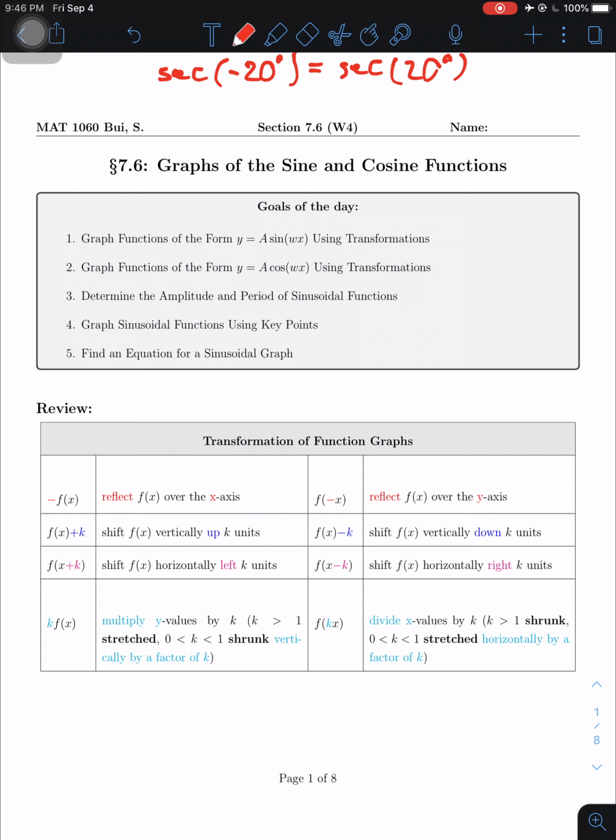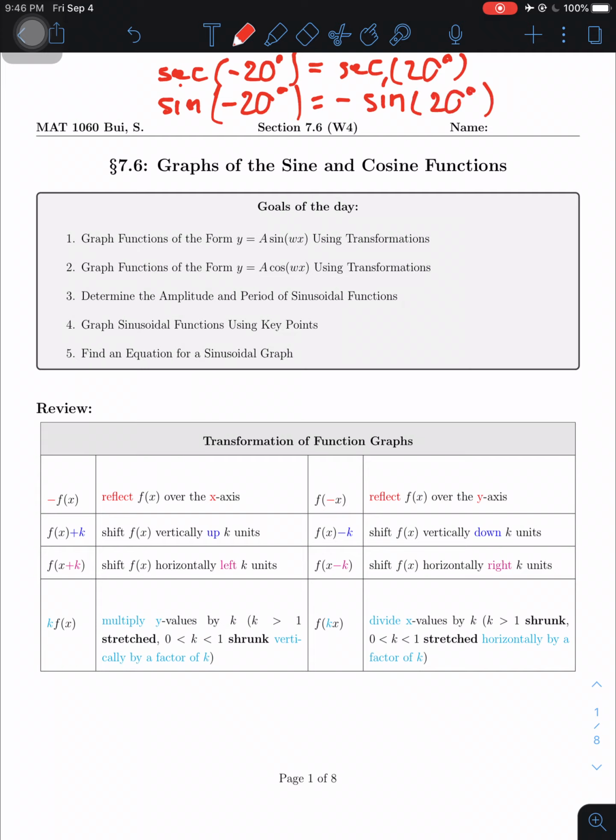In another scenario, if we have an odd function, for example sine of negative 20 degrees, since sine is an odd function, the negative will be brought outside. It's not going to be canceled, just like the case of even functions. For odd functions, the negative must be brought outside, and the angle will become positive.